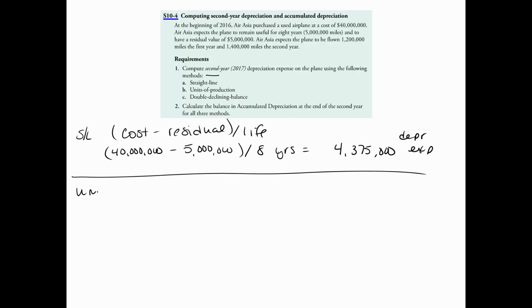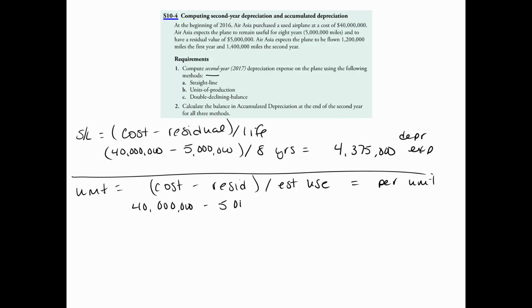Units of production. Again, I'll take the cost minus the residual divided by the estimated usage to get that per unit rate. So in this case, that's 40 million minus the residual 5 million. So I'm going to take that 35 million and divide it by the estimated usage, which is 5 million miles.